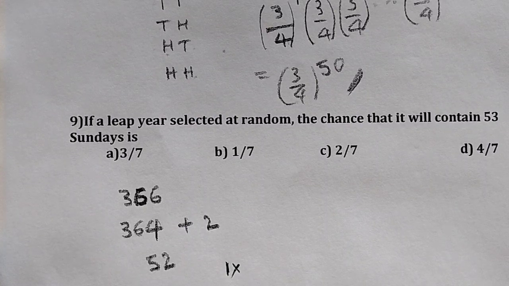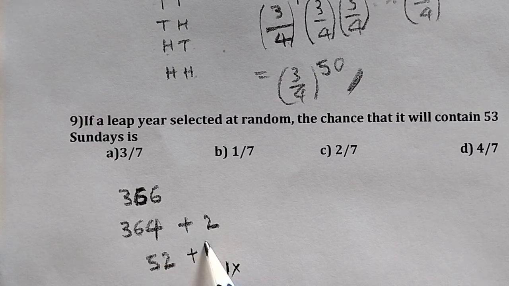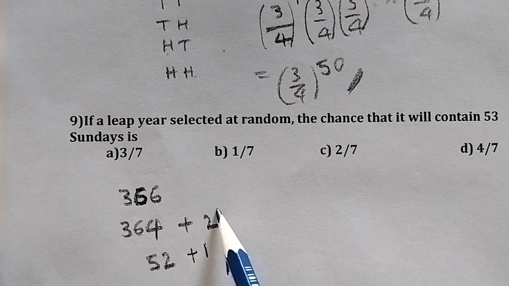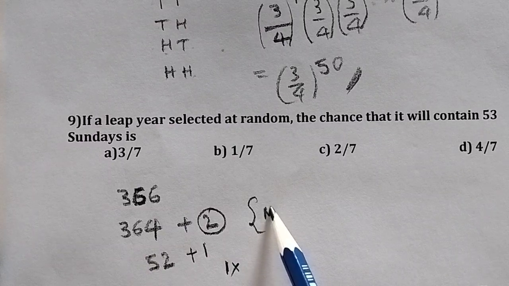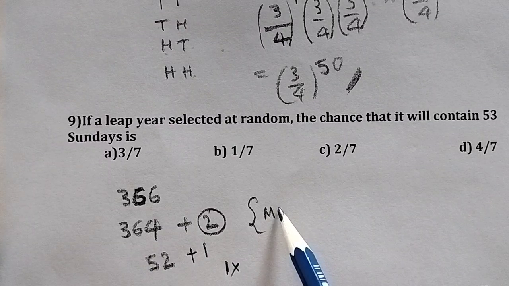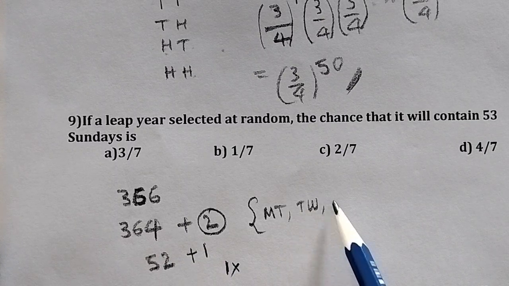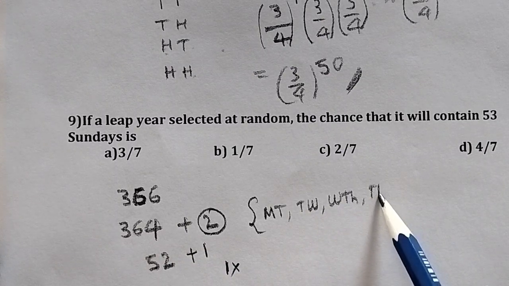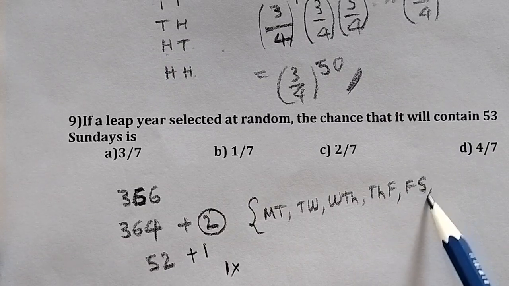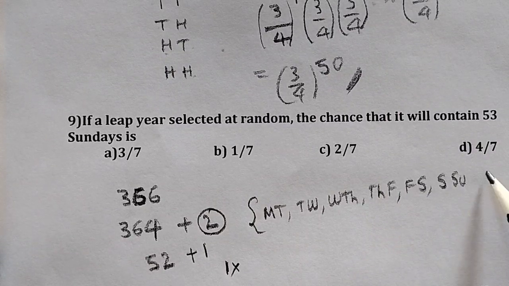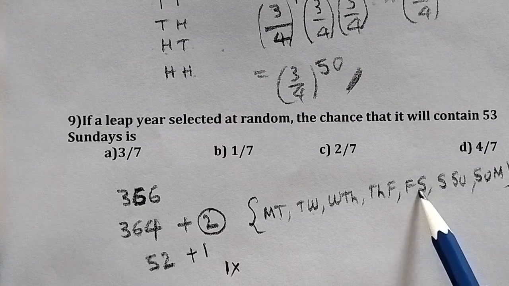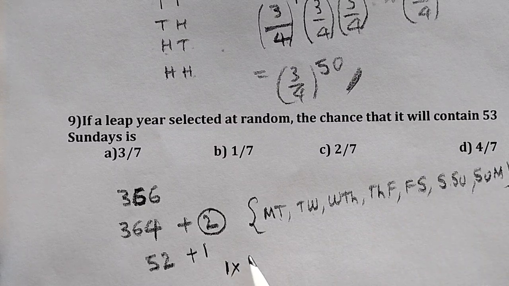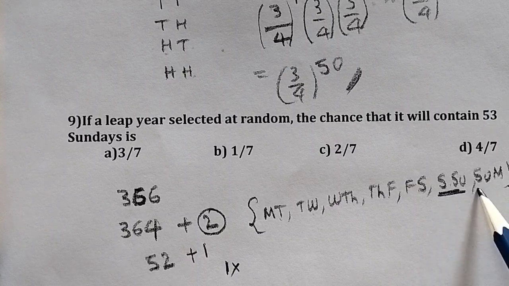That is clear. So to get the 53rd Sunday, that depends on the last 2 days. What could those last 2 days be? Maybe Monday-Tuesday, Tuesday-Wednesday, Wednesday-Thursday, Thursday-Friday, Friday-Saturday, Saturday-Sunday, and another chance, Sunday-Monday. So how many are there? 1, 2, 3, 4, 5, 6, 7. 7 chances. Out of these 7, we need only Sundays, that is this one and this one.